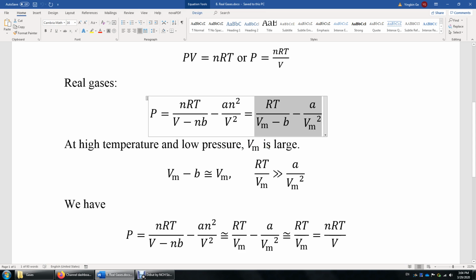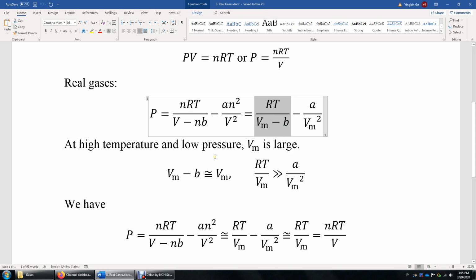Why? Because we can still use this equation to estimate the molar volume. V over n is RT over P. When temperature is very high and pressure is low, RT over P is huge. Therefore, the molar volume is huge, and then the molar volume is much greater than B, the size of 1 mole of molecules. And also, when molar volume is huge, A over Vm squared is negligible compared to this RT over Vm minus B term.